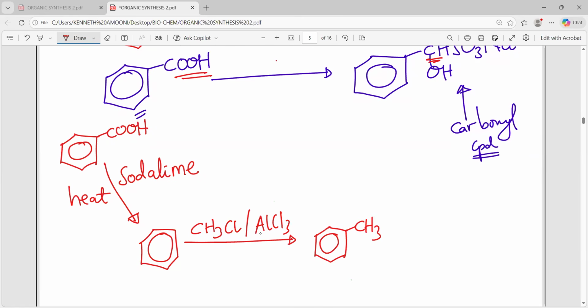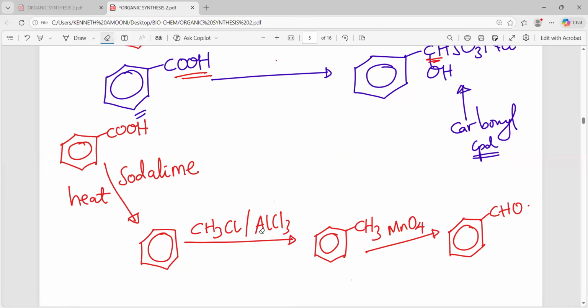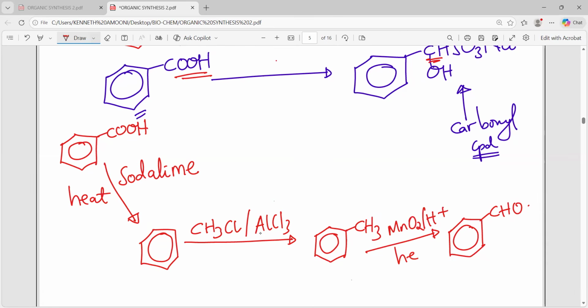Then from methyl benzene, you can now form benzaldehyde, which is like that. So benzaldehyde here, for you to form it, you have to use a weak oxidizing agent. In this case, we can use manganese(IV) oxide in the presence of an acid. Then you ensure that you heat.